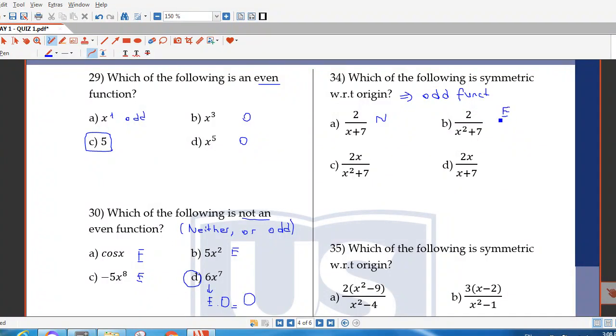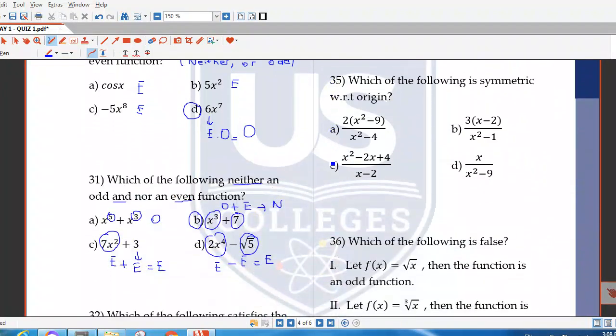Numerator is even and denominator is also even, so function will be even. Numerator is odd, denominator is even, so division of odd to even is odd. Numerator is odd, denominator is none of them, so it will be none of them. We were looking for odd function, so answer is going to be C.